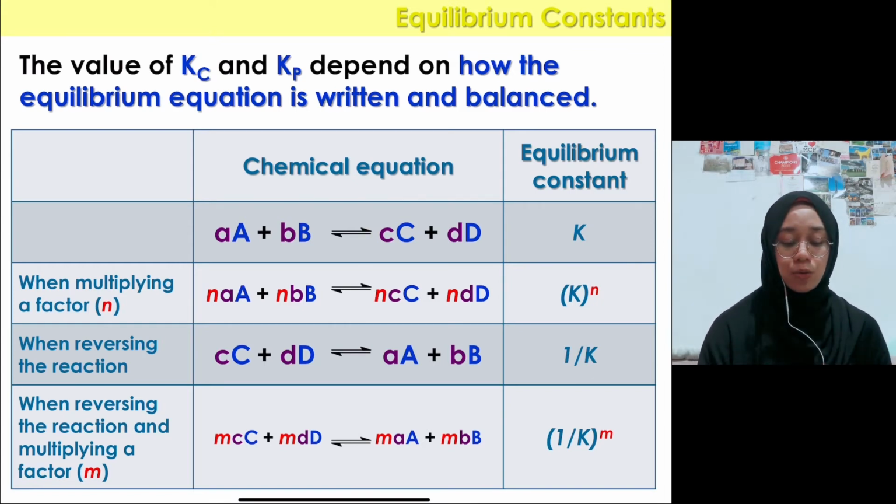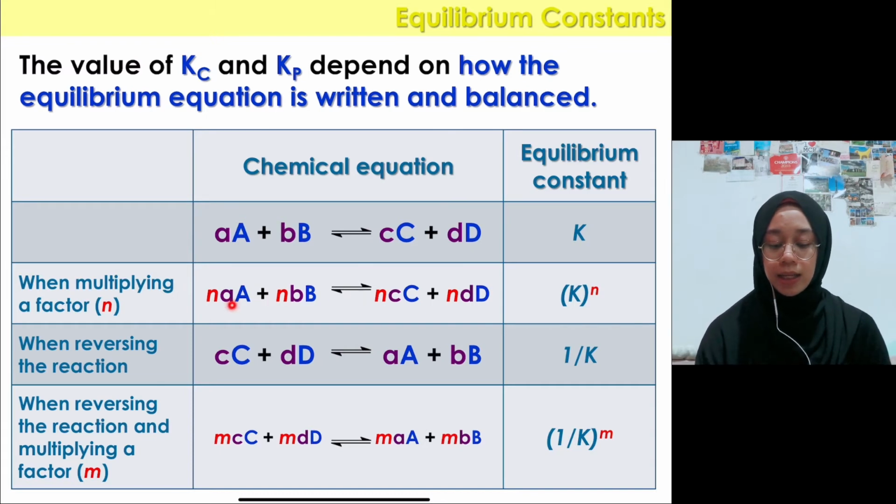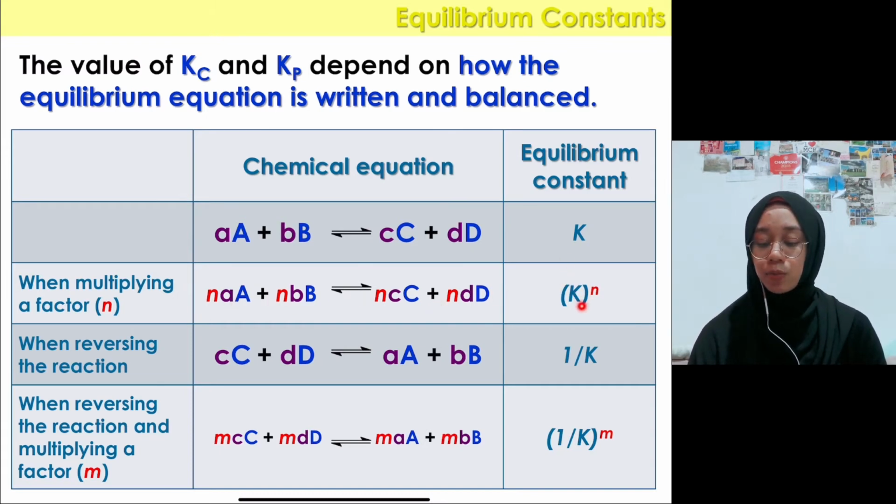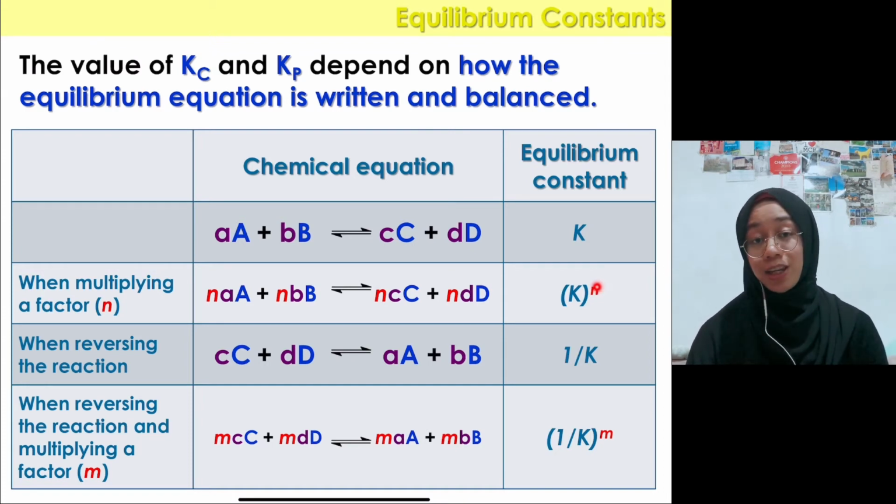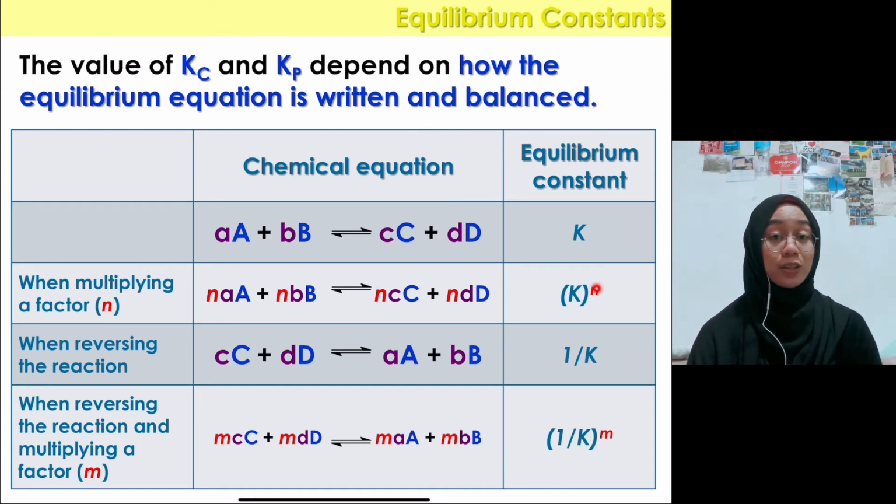Jadi, apa yang berlaku adalah, tadi kamu times with a factor n kan? So, apa yang kamu buat adalah ambil semula value K initial tu tadi. Okay, and then to the power of factor n tu tadi. Okay, nanti kita akan tengok macam mana ni nanti.